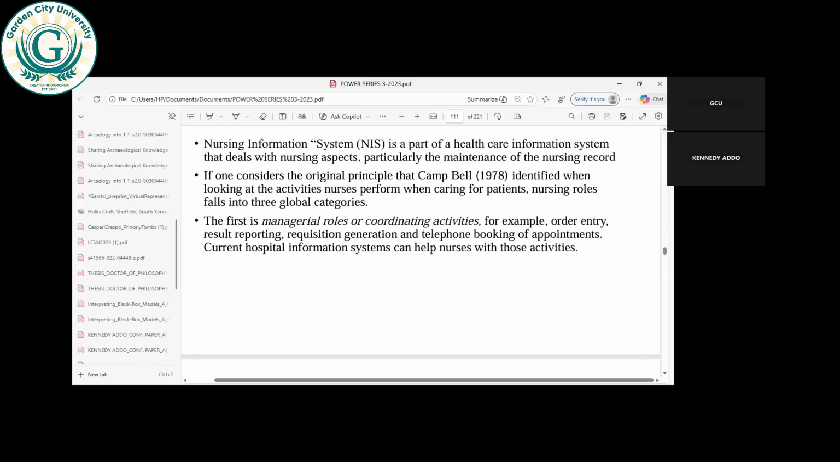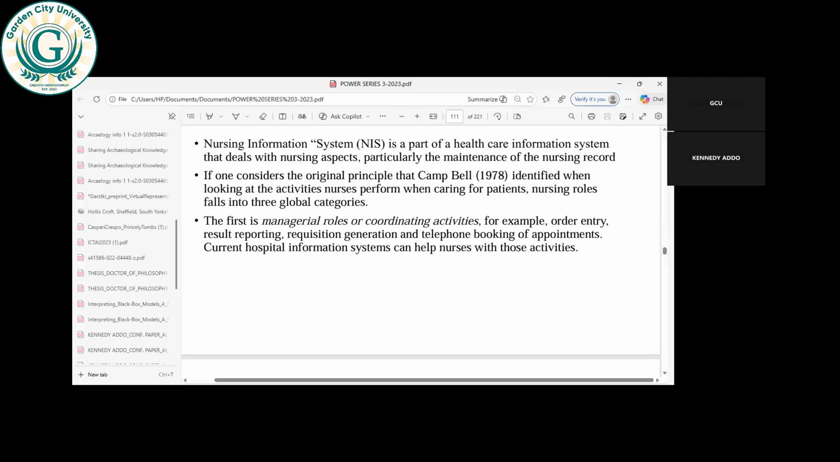A nursing information system is part of the healthcare information system that deals with the nursing aspect, especially the maintenance of nursing records. If one considers the original principle that Campbell identified when caring for patients, nurses' role falls into 3 global categories. The first one is managerial roles or coordinating activities. The second one is physician delegated tasks. And the last one is nursing autonomous functions.